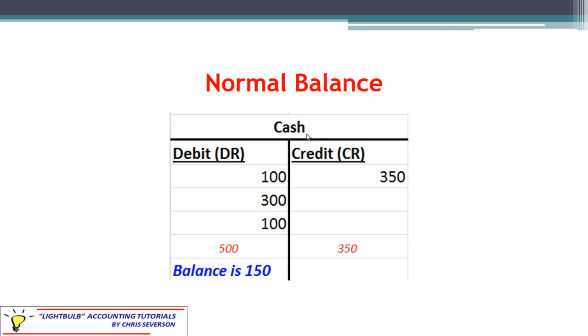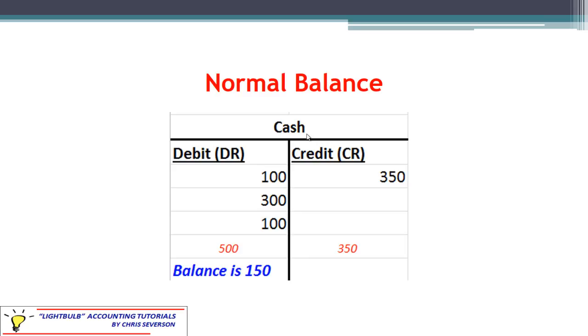So in this case, cash. It's an asset. It's a resource we have. It has a normal debit balance. So here we have 500 total debits, 350 total credits. Our balance is $150 on the debit side just solely because we have more debits than credits.